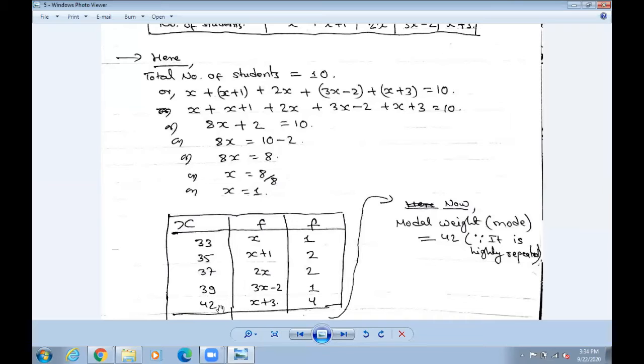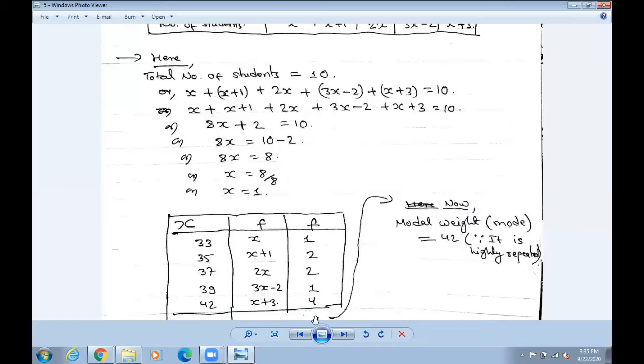Suppose the question is who got the highest in math. Suppose Radhika got 100 in math. Then when asked who got the highest in math, you would say 100, wouldn't you? But who means the name of the person. Who got the highest is 4, but who got it, 42 got it. So this is the number, this is the mode. 42 is the mode. So what is the modal weight? Modal weight means mode.